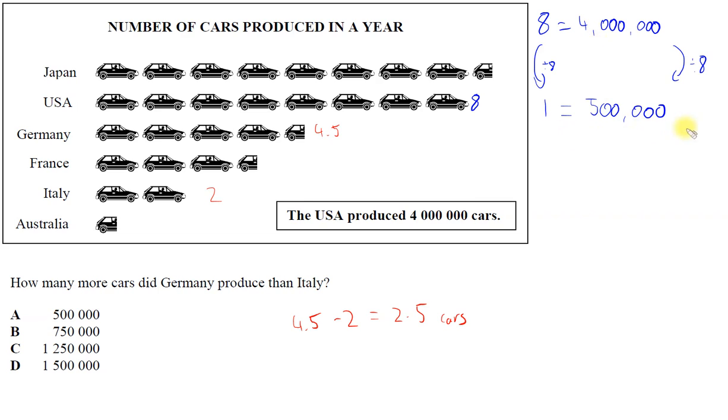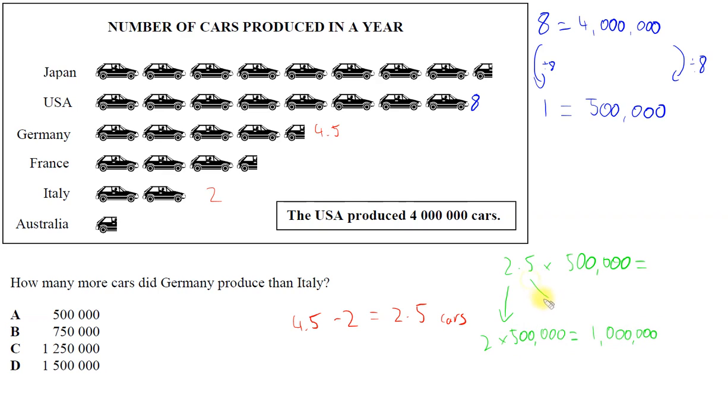So we know that one car is worth 500,000 and that the difference between Germany and Italy is 2.5 cars. So to do our final calculation, we need to do 2.5 times 500,000. Let's go about this in two different ways. First, we will do 2 times 500,000. And this will give us 1 million.